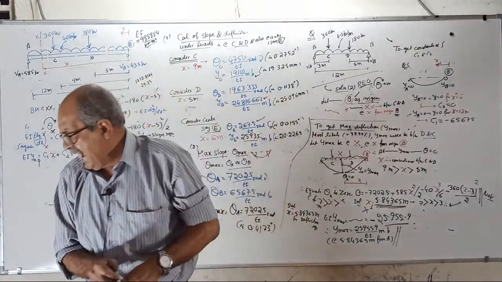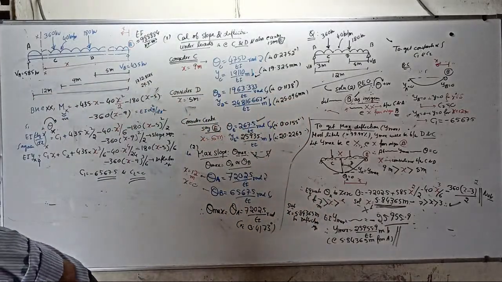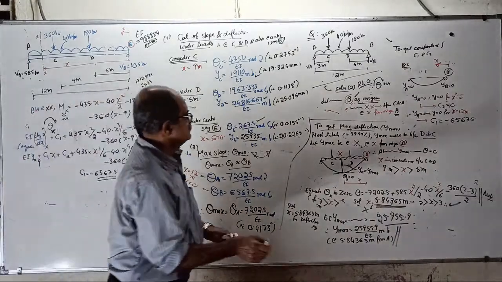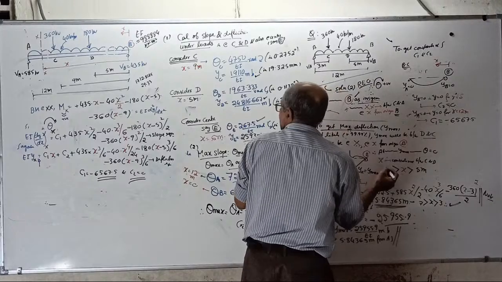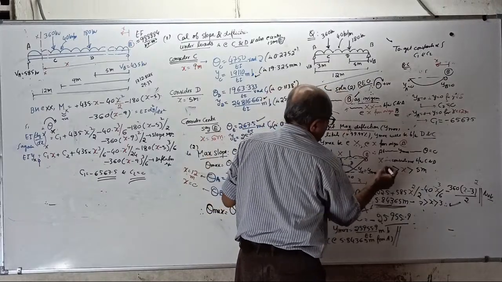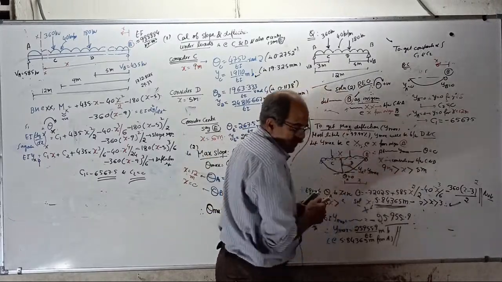When I want black, black is not coming. More than 5 meter, x more than 5 meter and less than 9 meter. None of the pens are writing.